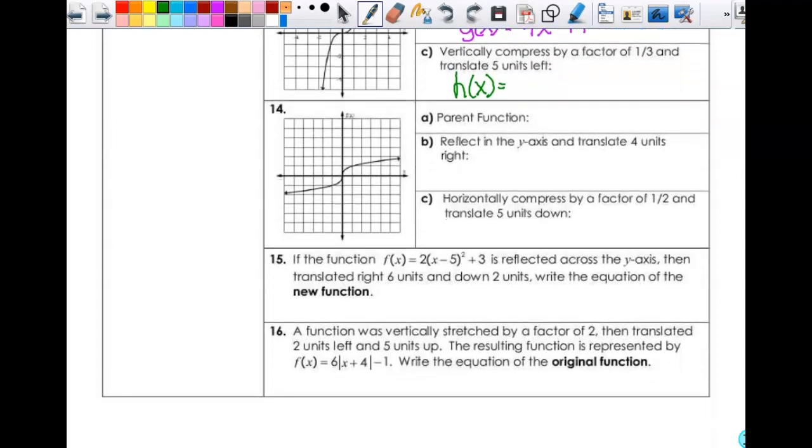Okay, if I'm going to vertically compress, being multiplied, it's vertical, it's outside the cube, right? And if y doesn't lie, so it will be 1/3. Then I'm going to translate it 5 units left. That affects x, so it has to be on the inside, like before we cube it. So this is going to have to be x. And if I'm going to the left, would it be plus or minus 5? Plus, because x lies, right? It's going to look like the opposite, and that's what you should have, okay? Make sense? You get that thought process there?